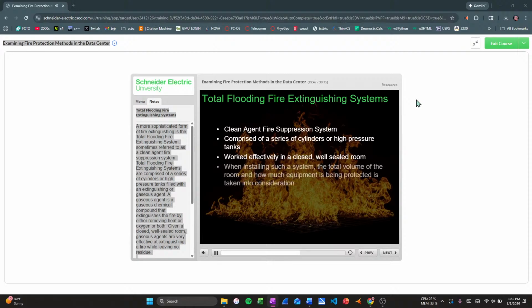When installing such a system, the total volume of the room and how much equipment is being protected is taken into consideration. The number of the tanks or cylinders to be installed are dependent upon these factors, as well as the type of agent used. It is important to note that the standard that guides total flooding suppression systems is NFPA 2001.